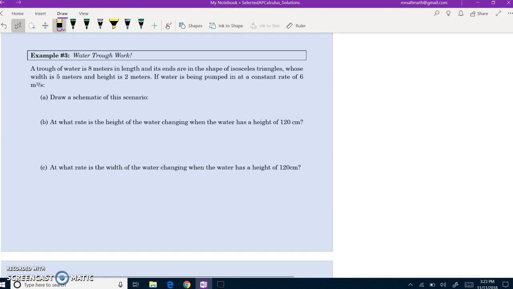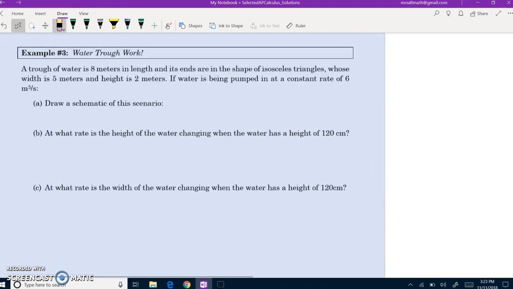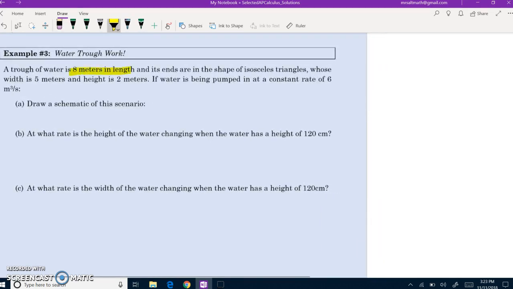With these ones, with the water trough, you should already have most of the schematic set up for example number 3 all set to go in your notes. So let's go ahead and reread the problem, and then you can pick up retaking those notes where you left off on Thursday. It says a trough of water is 8 meters in length, and its ends are in the shape of isosceles triangles, whose width is 5 meters and height is 2 meters.